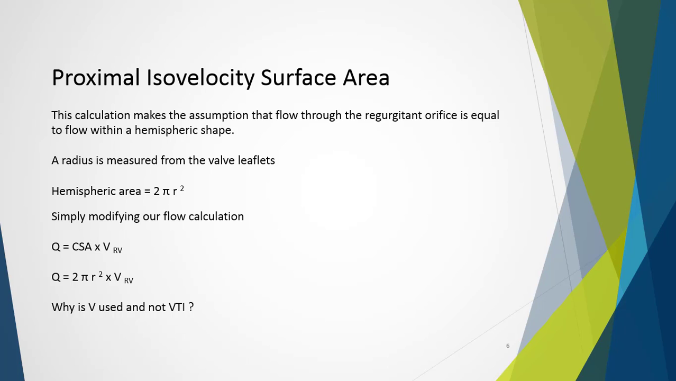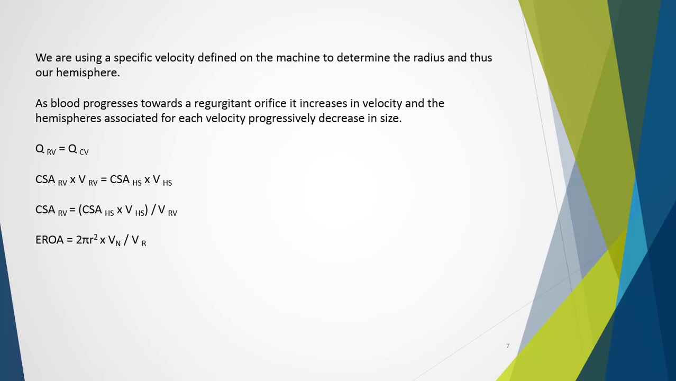The proximal isovelocity surface area is another method we may employ to evaluate a regurgitant valve. It is also based on the same principle of conservation of mass. It is important to note that many students misinterpret isovelocity as isovolemic from previous physiology learning. This calculation makes the assumption that flow through a regurgitant orifice is equal to flow with a convergent hemisphere just above it or below it, depending on their axis. We're using specific velocity defined on the machine to determine the radius and thus our hemisphere.